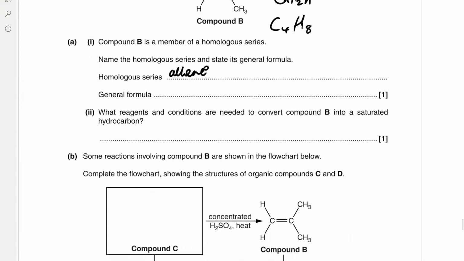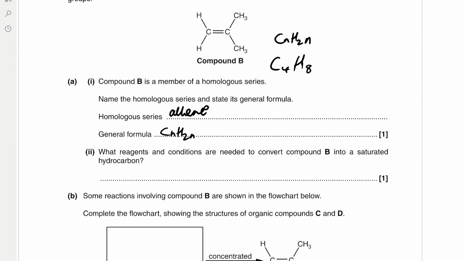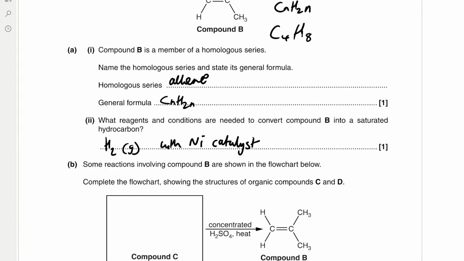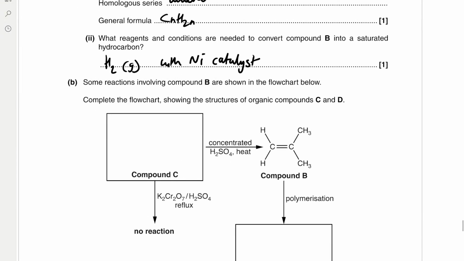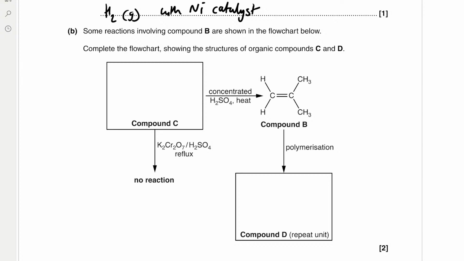Yeah. So that's CnH2n. What reagents and conditions are needed to convert compound B into a saturated hydrocarbon? So we're going to need to do hydrogenation using hydrogen in the presence of a nickel catalyst. Some reactions involving compound B are shown in the flowchart below. Complete the flowchart showing the structures of organic compounds C and D.